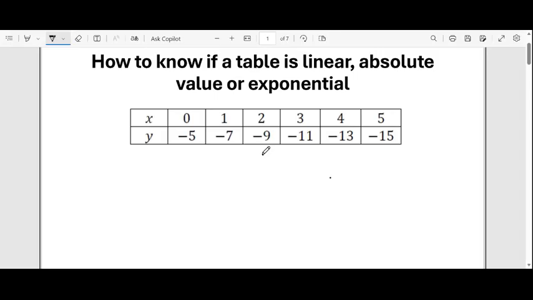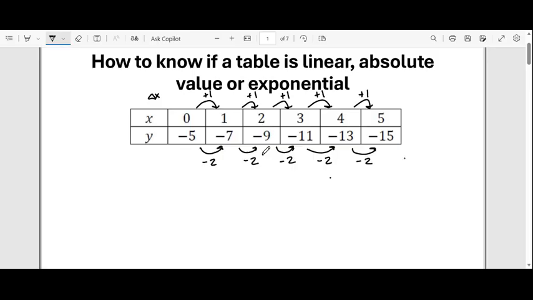Let's look at this first table. After we finish and figure out what it is, I'm going to write an equation for each of them as well. So if we look at our change in x's, this is how our x's change as we go across the table. They are adding 1 every single time. So this is our change in x. Our change in y, it looks like it's going down by 2 each time. So each time it's going down by 2.